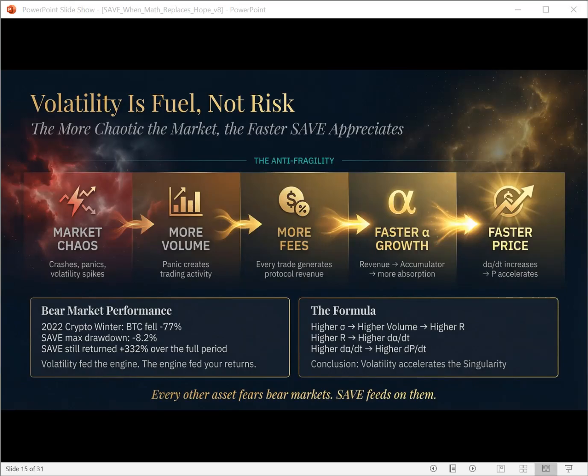When the next bear market arrives, and it will, Bitcoin holders will watch their portfolios drop 50 to 70%. Stock investors will panic sell, and the SAVE protocol will be quietly converting that chaos into absorption, locking more RISE, pushing the price curve higher. Bear markets do not threaten SAVE, they accelerate it.